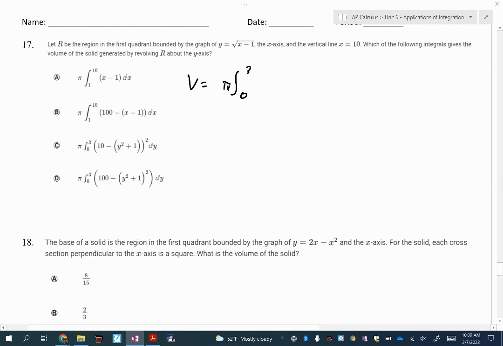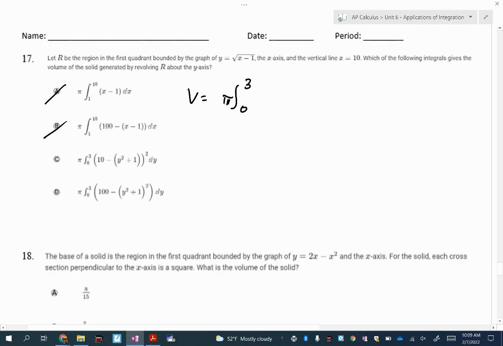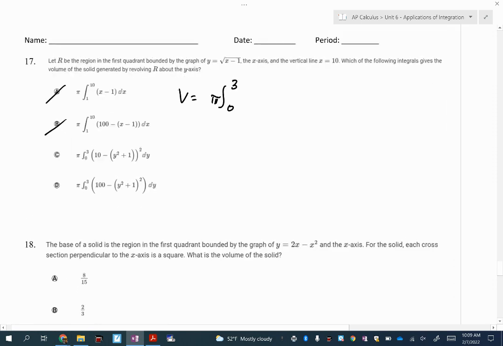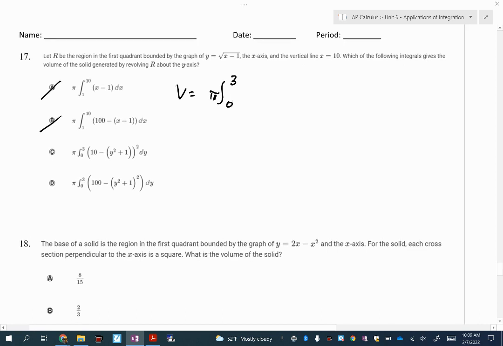So I haven't even done much work, but A and B are going to be wrong because I'm looking at around the y-axis for my revolution. So that's 0 to a positive 3. Now, the other thing I need to do is rewrite what they gave me in terms of x. Right now I have y equals the square root of x minus 1. I'm going to isolate x by squaring both sides and then adding 1.